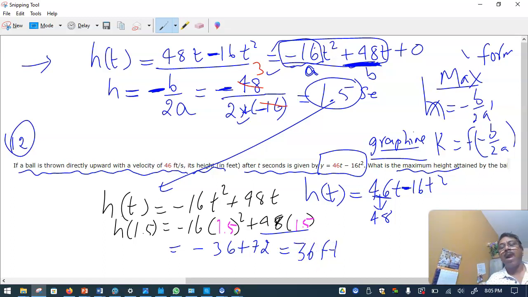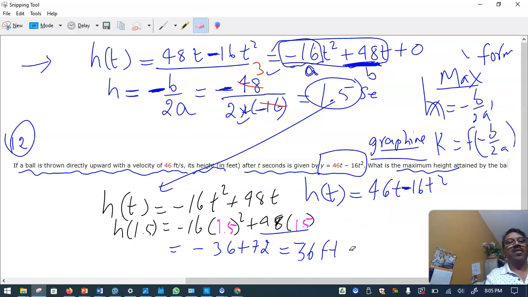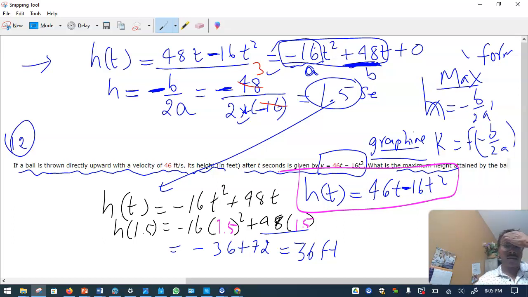You're done. But let's see if the problem was given to us in this one. I took 48 here just to make it easier. But if the question was asked only this part, you're supposed to use the calculator. So let me put this in the calculator: 46t minus 16t squared. I'm going to go directly to the Nspire calculator.